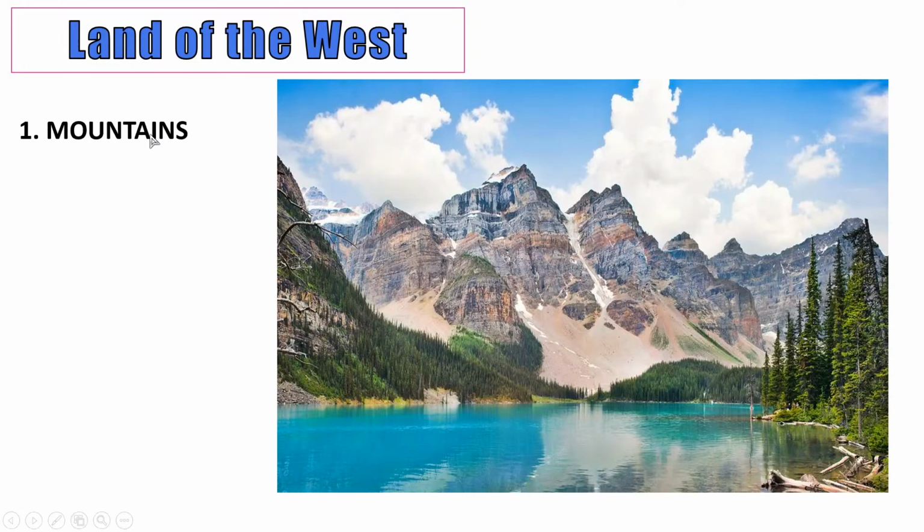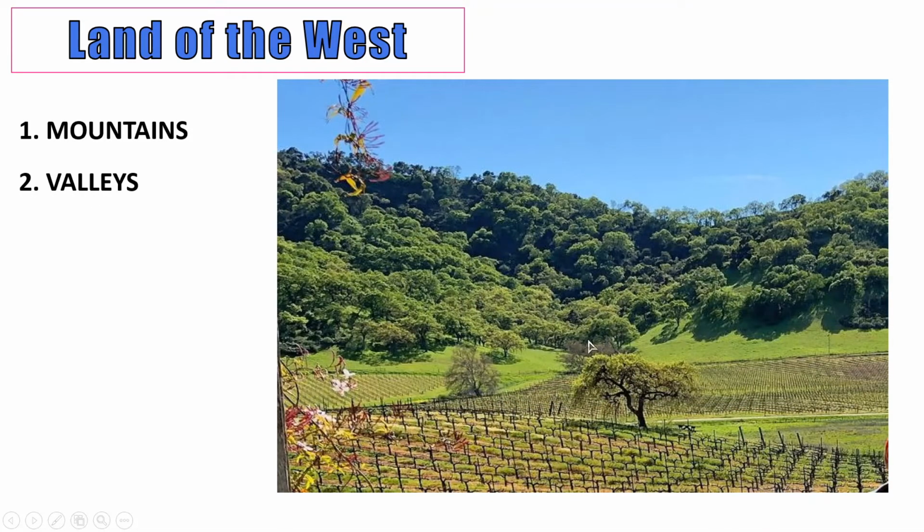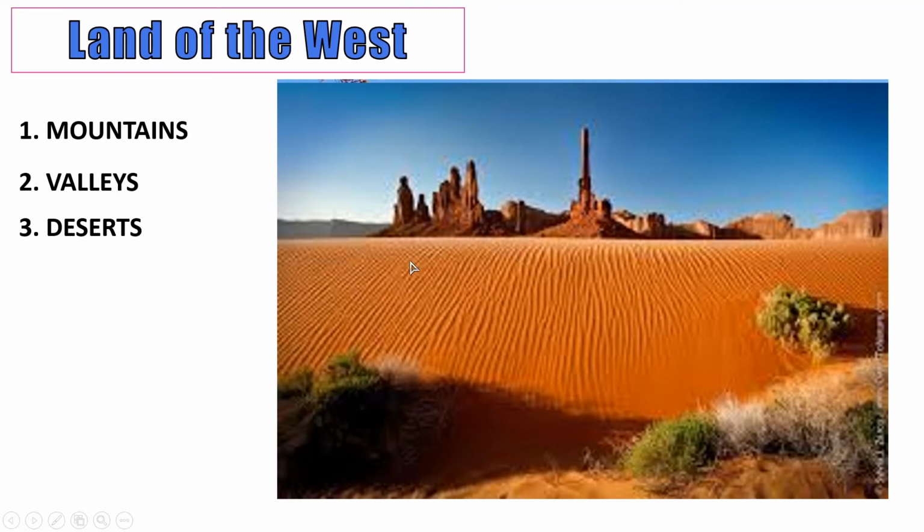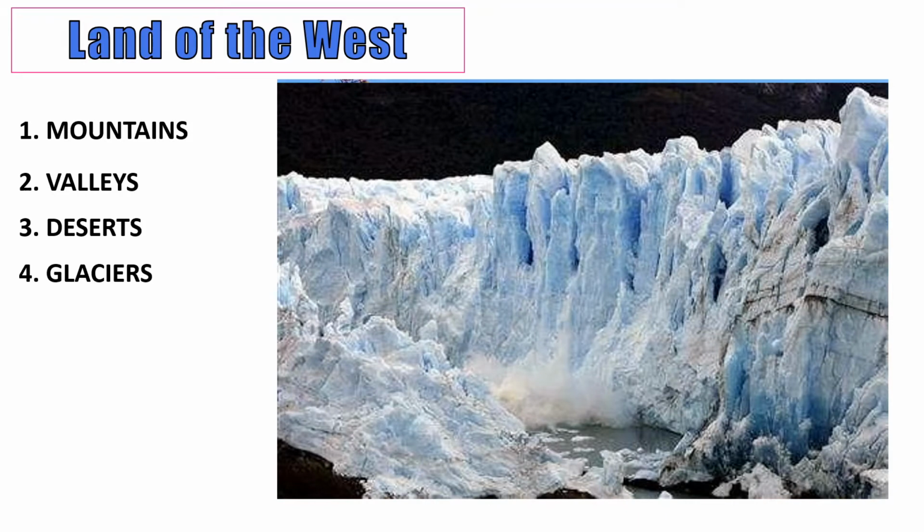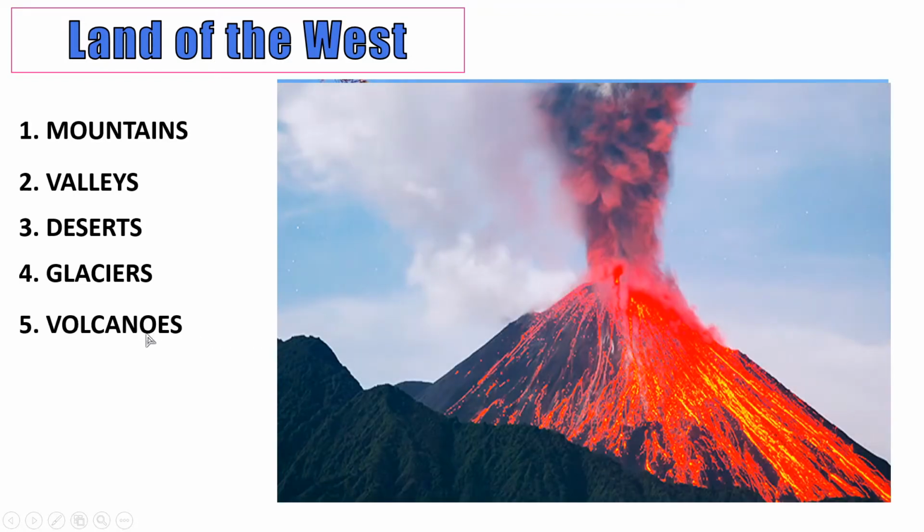Land of the West. The West has a lot of mountains, as you can see here in this picture. This is the Rocky Mountains. Number 2, there are a lot of valleys, or flatlands, surrounded by or in between mountains. Number 3, we also have deserts in the West. Number 4, we also have glaciers. As we have discussed before, glaciers are big chunks of slowly moving ice. And number 5, volcanoes. So we have 5 different landforms in the West: mountains, valleys, deserts, glaciers, and volcanoes.